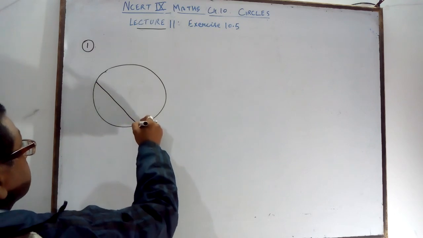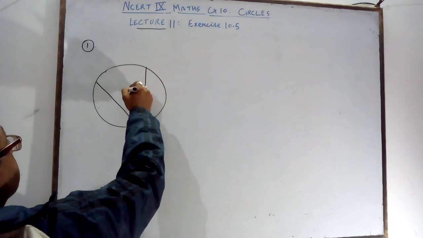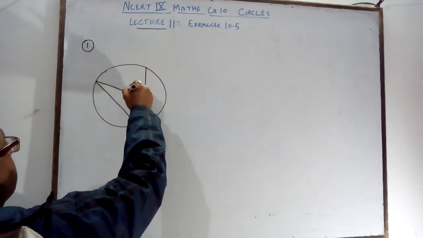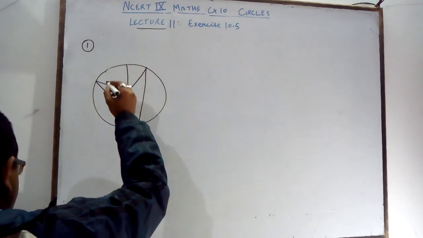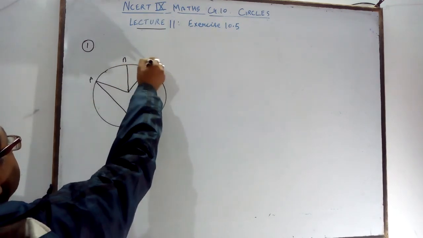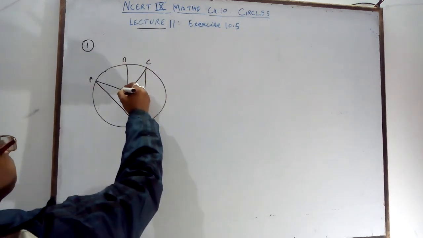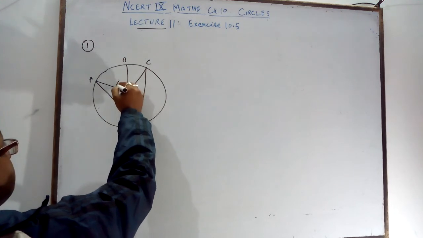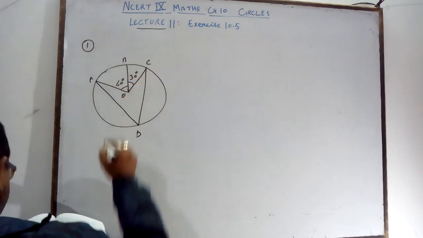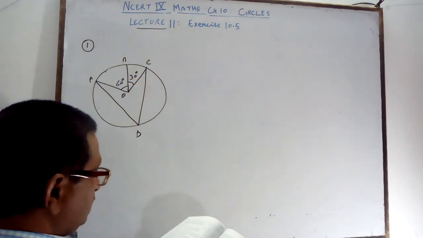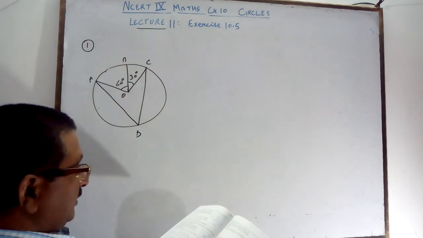So, this is given in the figure. Here is the center, and you are getting this figure. What is given? A, B, C, O and D. This angle is given 60 degrees. This angle is given 30 degrees. You want to find out angle AOC, and if D is a point on the circle, then find angle ADC.